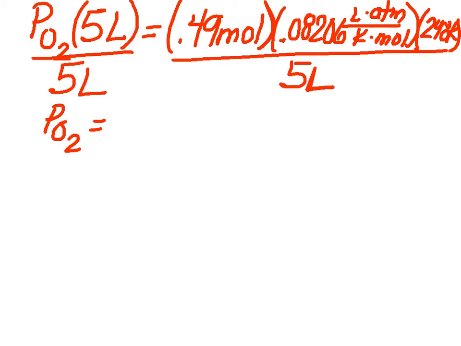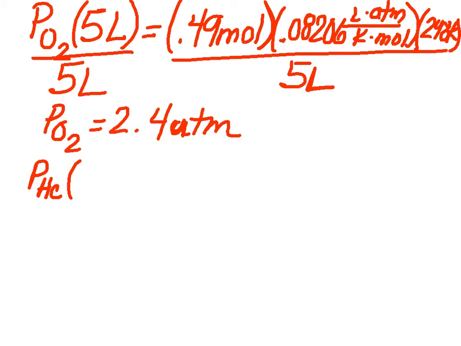So in your calculator, you've got open parentheses 0.49 times 0.08206 times 298, close the parentheses, divided by 5. And we have 2.4 atmospheres for the pressure of just the oxygen. Now we need to find the pressure of the helium.